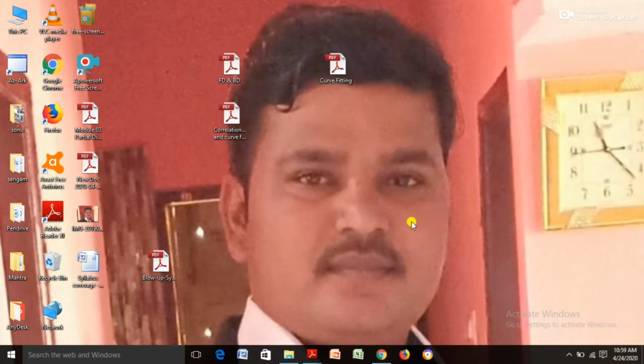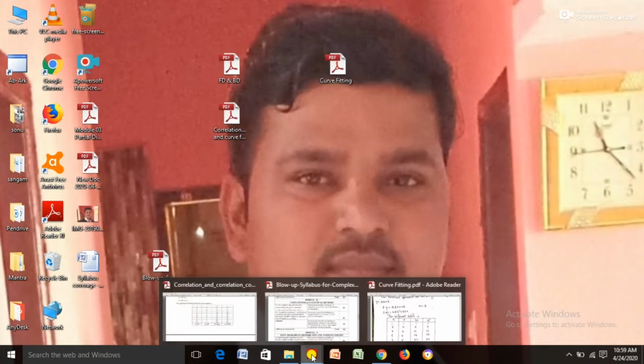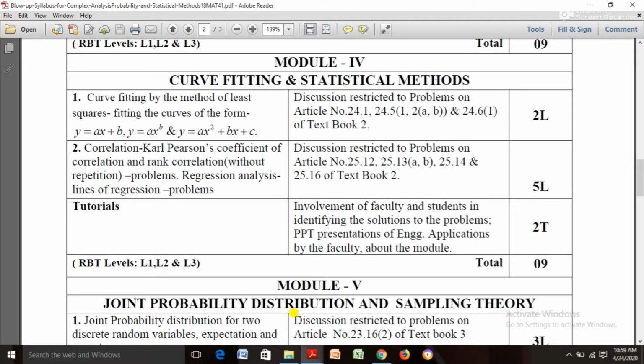Students, today I am going to teach you the fourth semester, fourth module: curve fitting and statistical methods. The first point is curve fitting by the method of least squares, fitting curves of the form y = ax + b. This is the first form. The second form is y = ax^b, and the third is y = ax² + bx + c. These are the three curves. This is curve fitting. Out of these three, one or two questions are fixed in your examination.